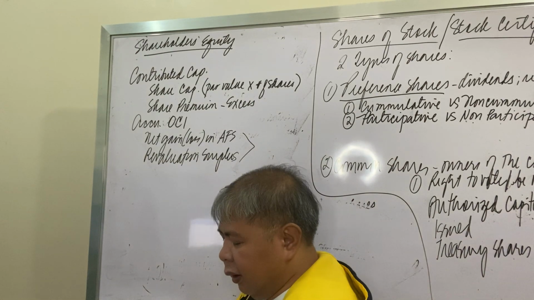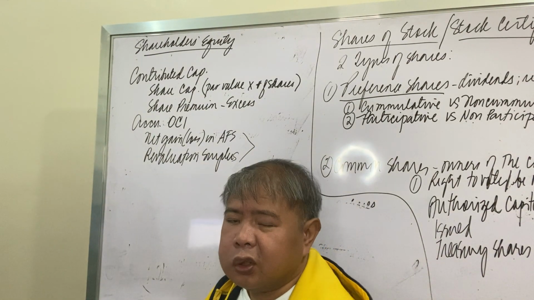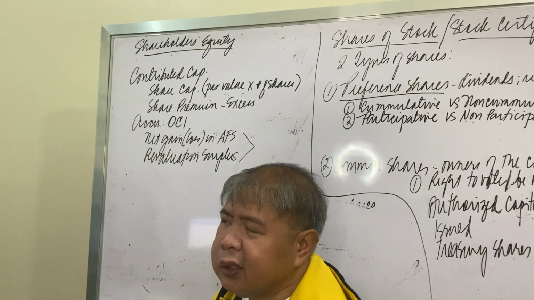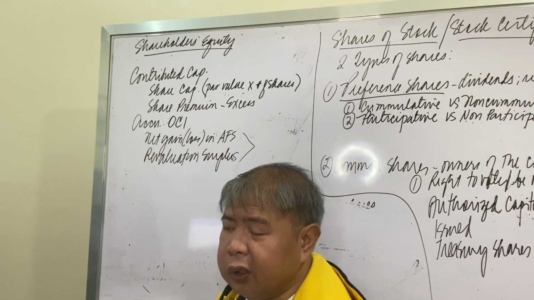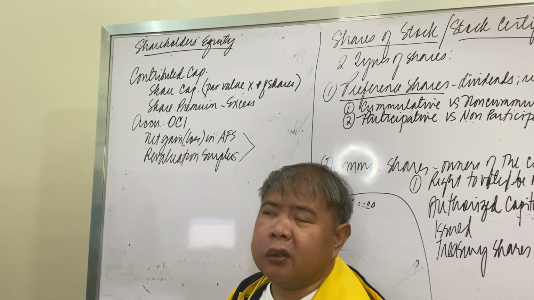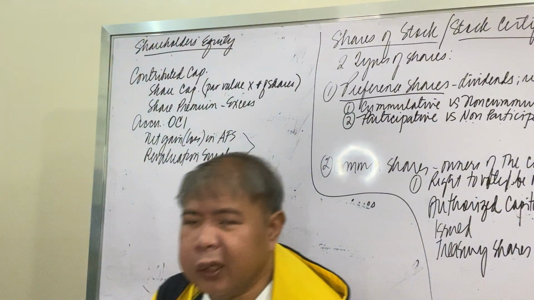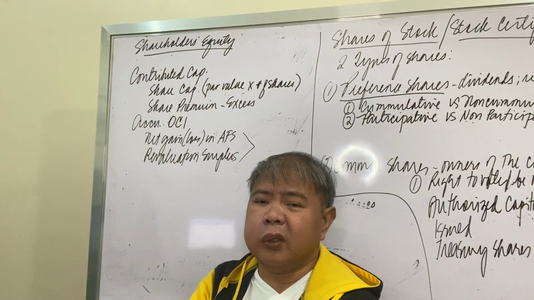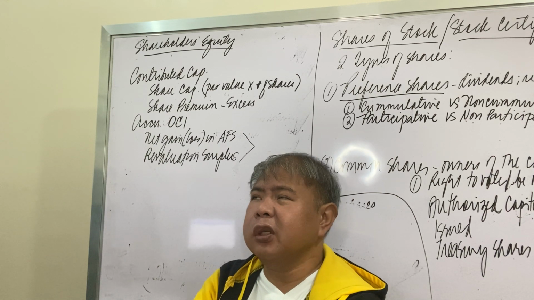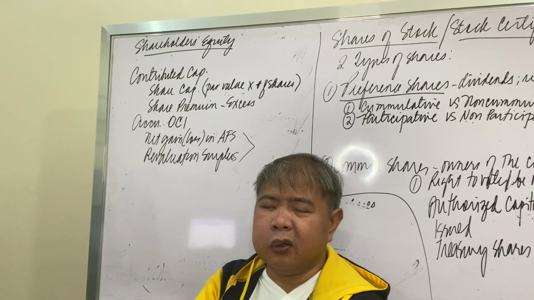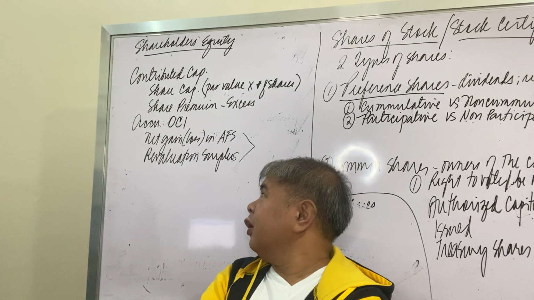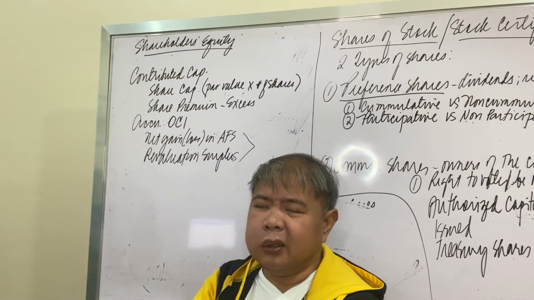So as I said, when we say net gain or loss from AFS, remember that available for sale securities are also marked to market. Mark to market means at the end of the reporting period, you have to get the market value of the shares and compare that with the carrying value of the shares in the books. So if the shares have increased in value, then you have a net gain in the AFS.